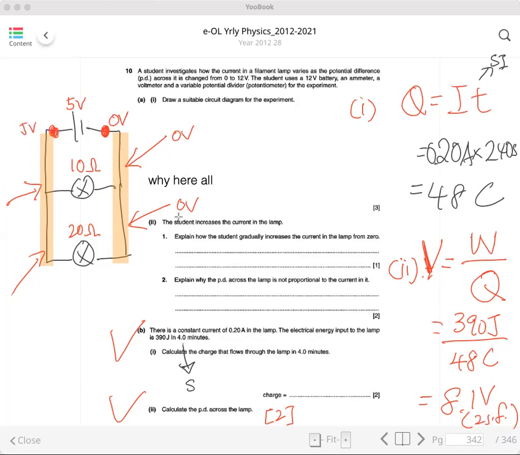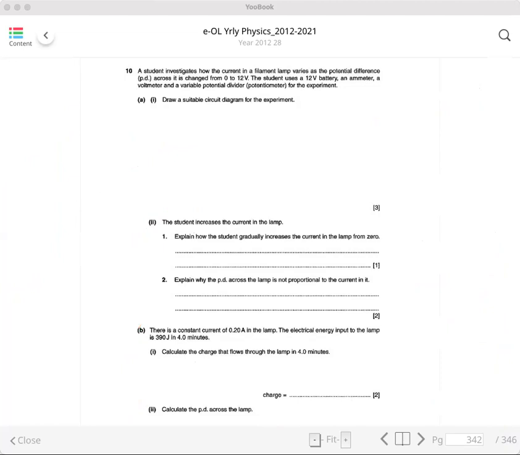Okay, so why here all 0 volt? For example, when there's no battery, the whole circuit will not run. So everybody is at level 0. Let me just draw the whole thing again, another way. For example, this is the circuit. When there's no battery in the circuit, everything is level 0. If you point anywhere on this circuit, everything is at level 0. Clear? The potential is level 0.